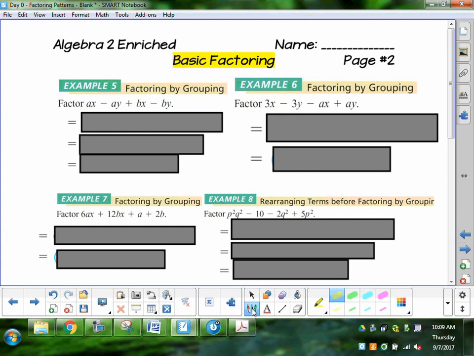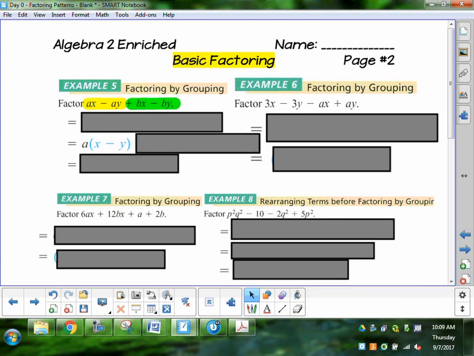So, first thing up, look at the first 2 terms, and now the second 2 terms. When I look at the first 2 terms, is there a GCF there? Hands up, please, if you can identify it. We got 1, 2, 3. We're doing great in the back. What do you want to say? A, and what's left when you factor that out? Yep, A times the quantity X minus Y.